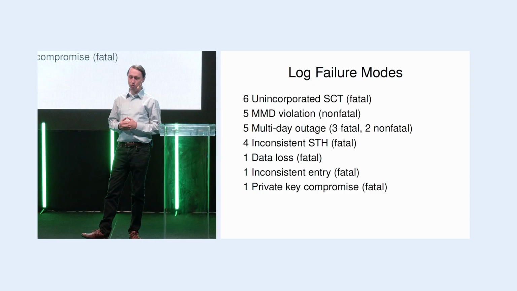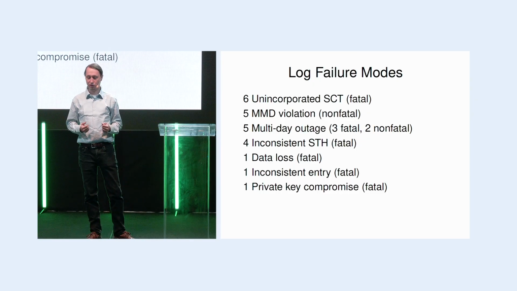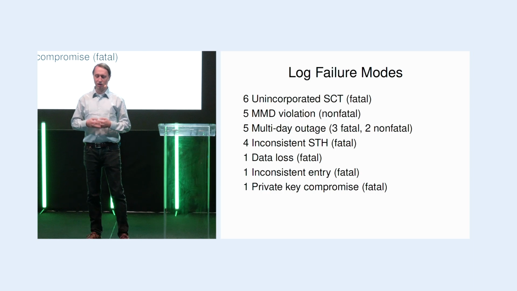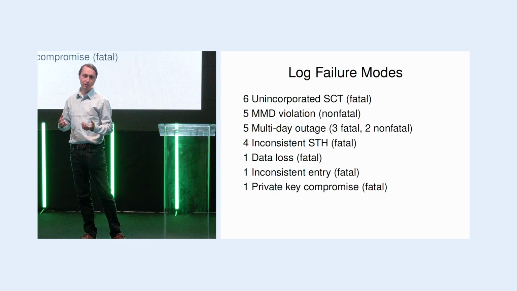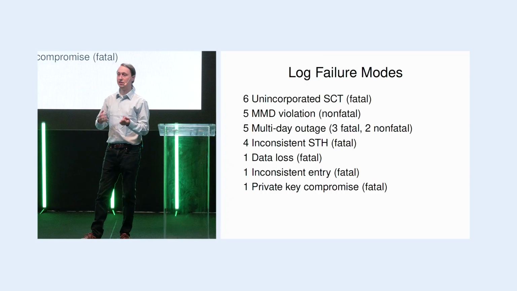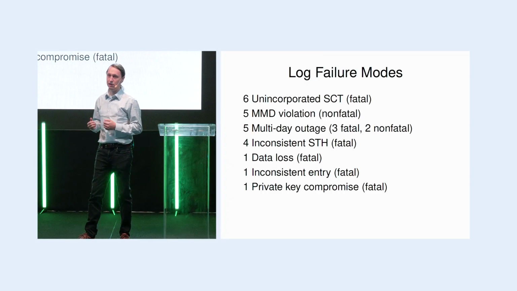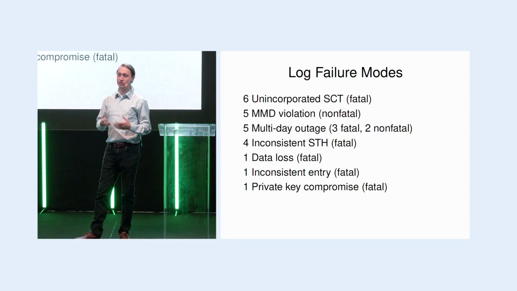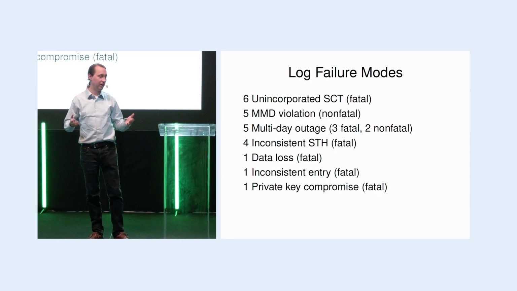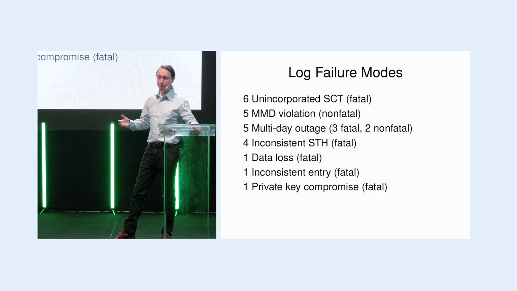And then there's been one failure of the log operator just losing the data for the log. That, of course, is fatal. One case of an inconsistent entry. This is where the Merkle tree is fine, but there's an entry in the log that doesn't make sense. An example of this would be if a pre-certificate doesn't match the TBS certificate in the Merkle tree leaf. And this has happened once and it was fatal. And then there was one instance of private key compromise of the log, and that, of course, was fatal.